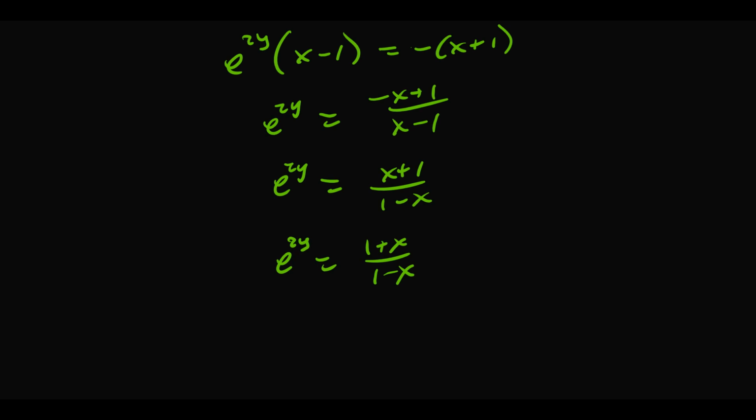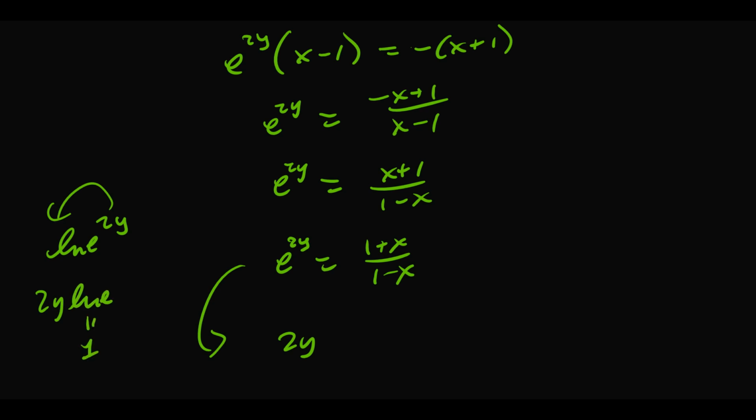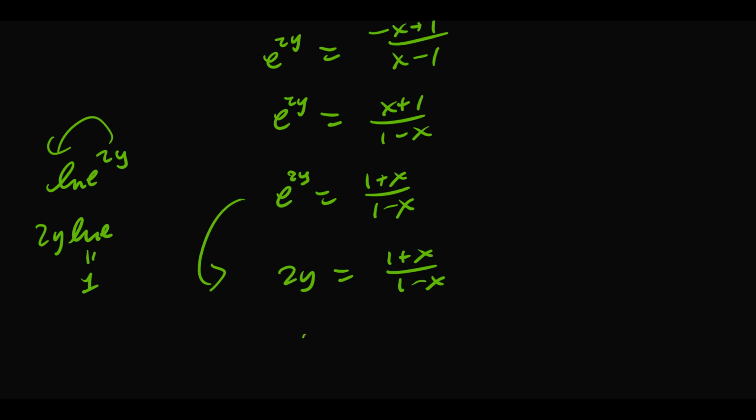Natural log of both sides, I get on the left side just 2y, because if I take the natural log of e to the 2y, the 2y comes down in front, and the natural log of e is equal to 1. So this is 2y equals 1 plus x over 1 minus x. And so y is equal to 1/2, multiplying by 1/2 on both sides, 1 plus x over, oh wait, I took the natural log of both sides, so this is the natural log of 1 plus x over 1 minus x, and there you have it.